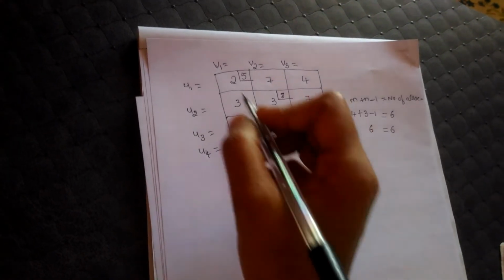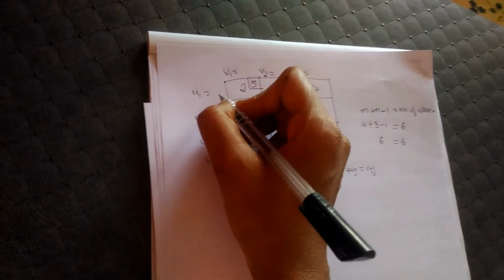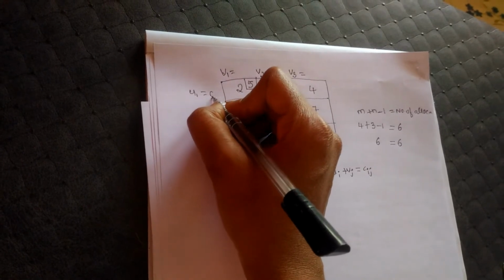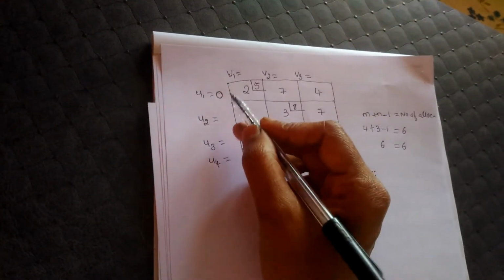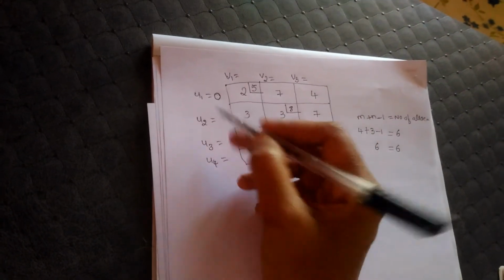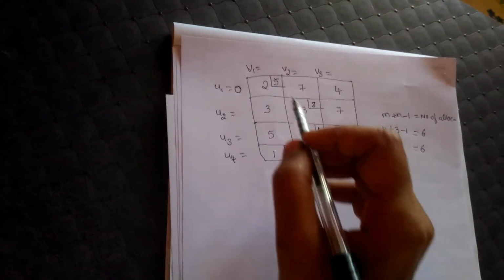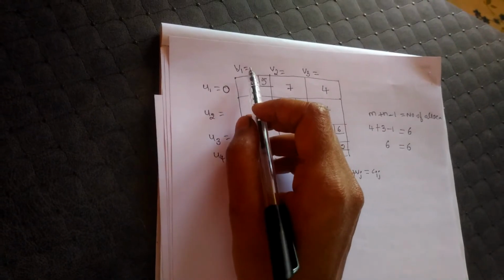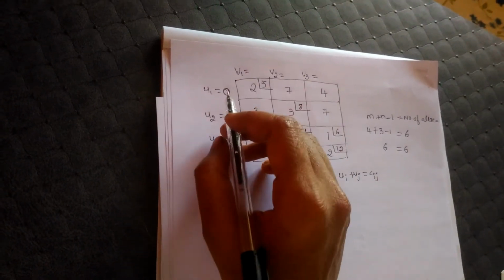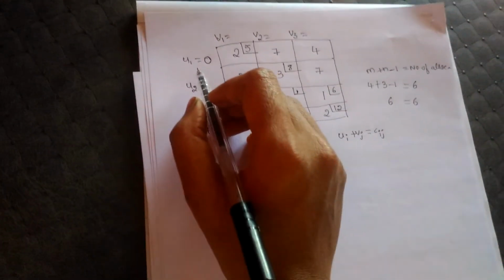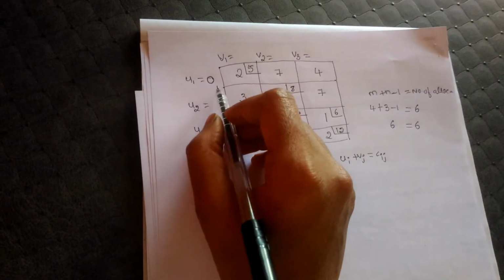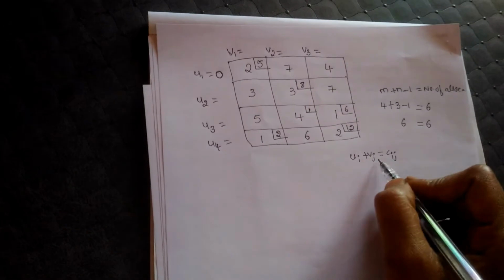Now I'll start off with u1. For the first instance, I will assume the value of u1 to be 0. Since I don't have values for any of these u or v, I'll have to start with one. I can assign a value 0 for either v1 or u1, but it is best practice to assign a value 0 for u1. So u1 is given a value 0.